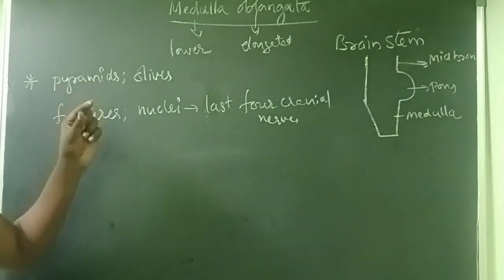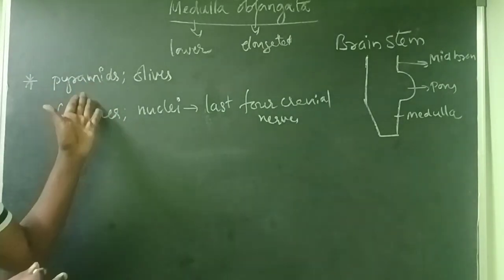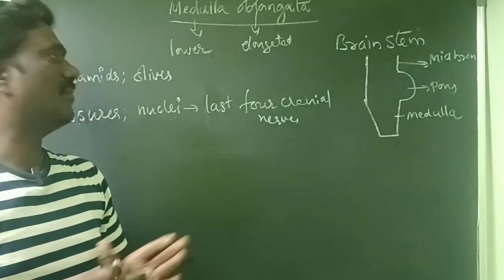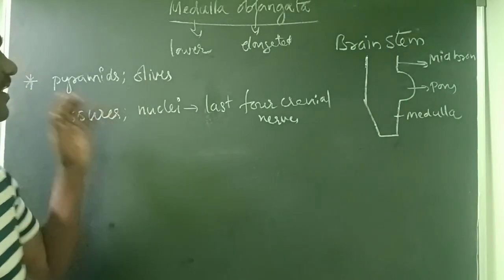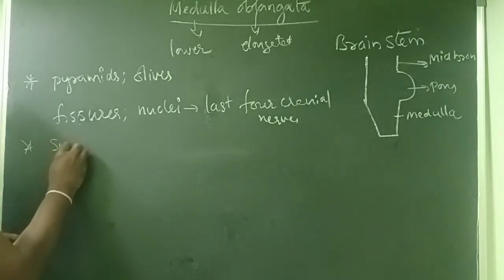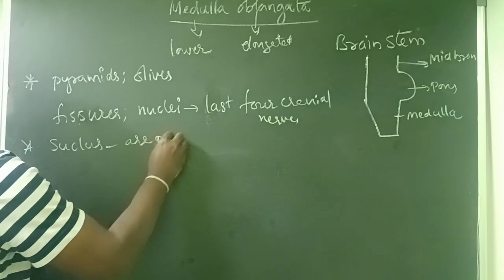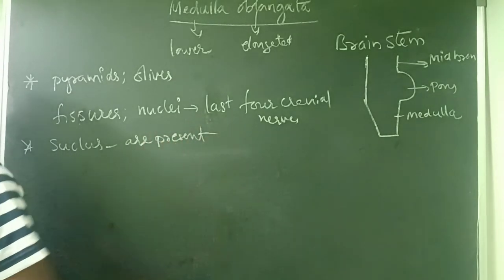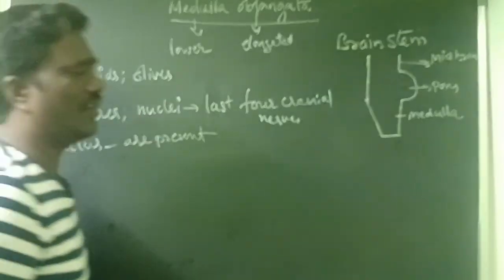It has the pyramids, which are little bit elongated elevations. Beside that, laterally, the olives are present. The olives are present between these sulcuses, the fissures or sulcus.